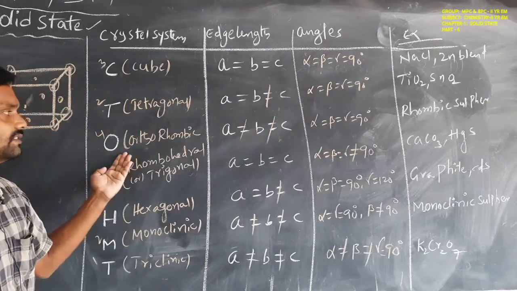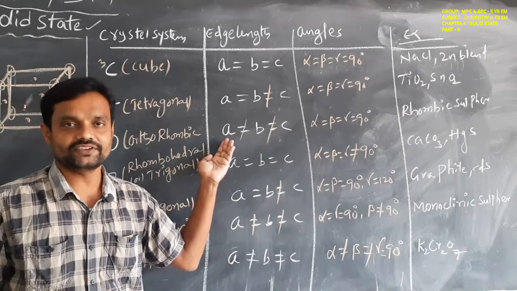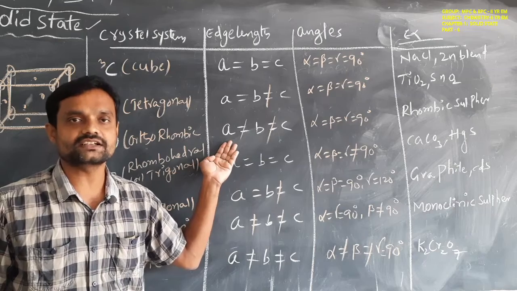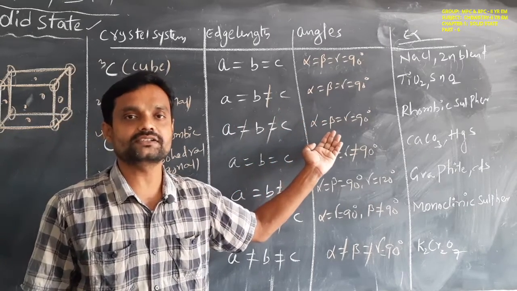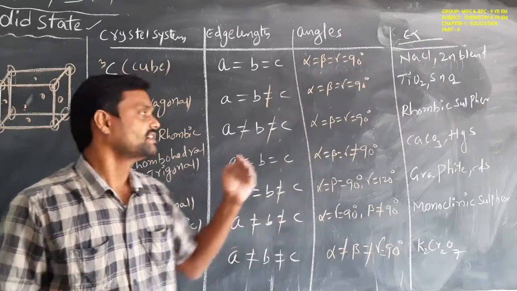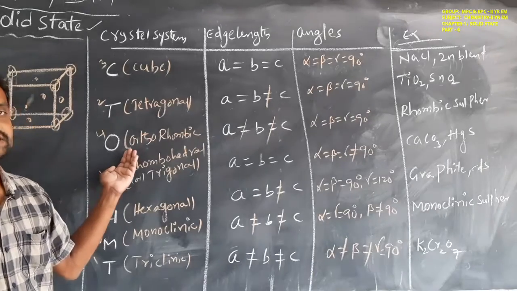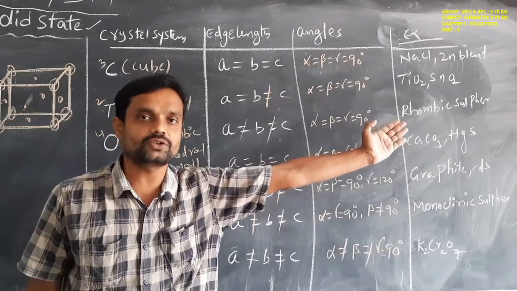Then the third one is orthorhombic. The 3 lengths are different: a is not equal to b is not equal to c. But the angles are the same: alpha equals beta equals gamma equals 90 degrees. So this is orthorhombic. The well-known example for orthorhombic is the rhombic sulfur allotrope.